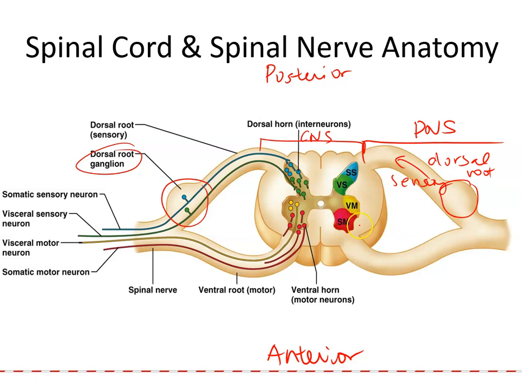Now, down here we have a ventral root. Remember, ventral and anterior mean the same thing, and this happens to be motor information.